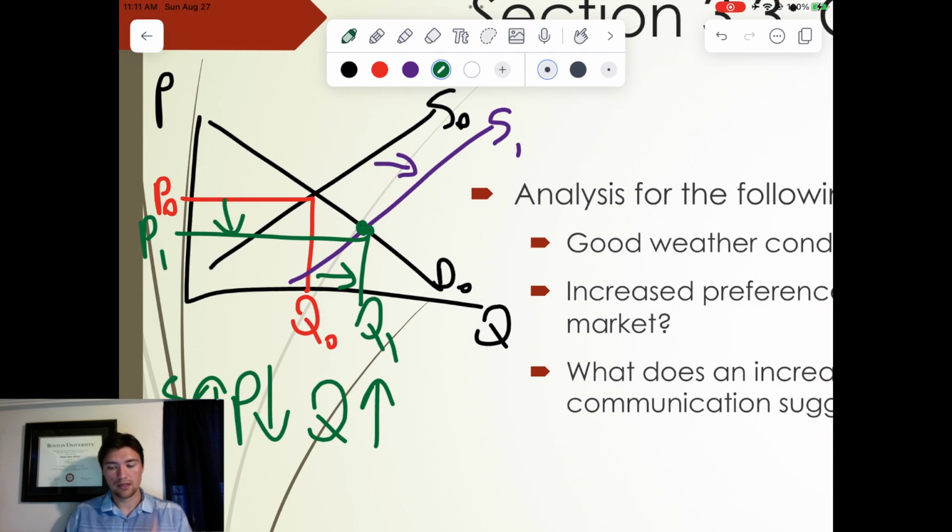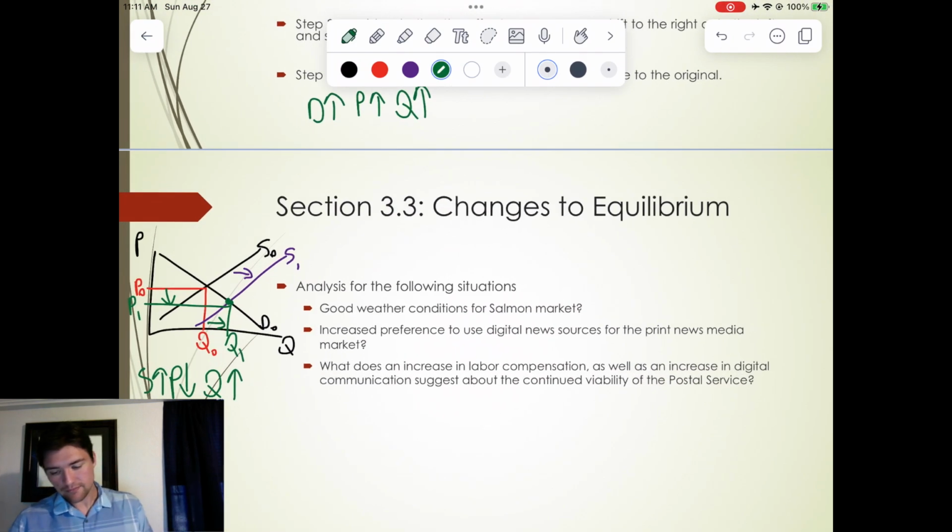Now, let's take a look at the second one. Increased preference to use digital news sources for the print news media market.